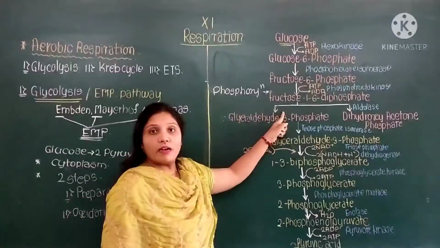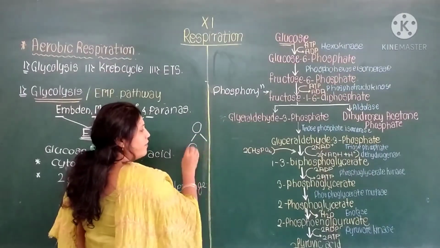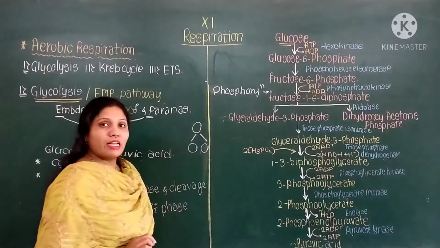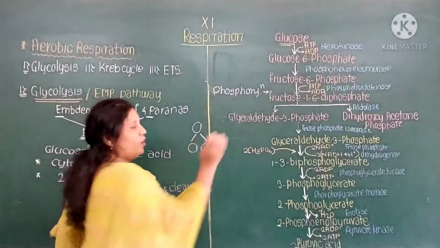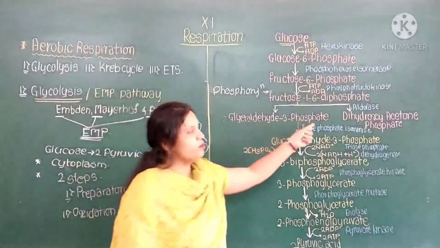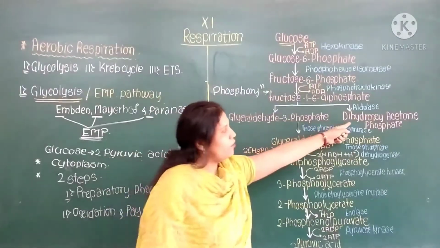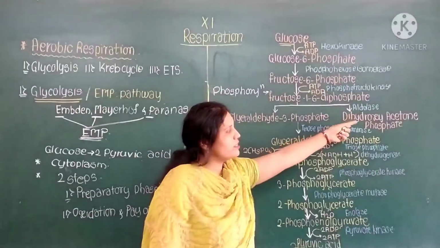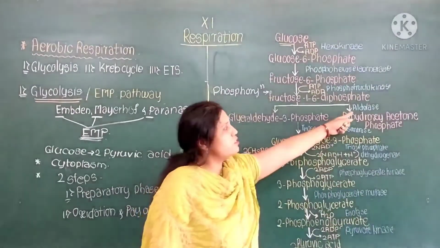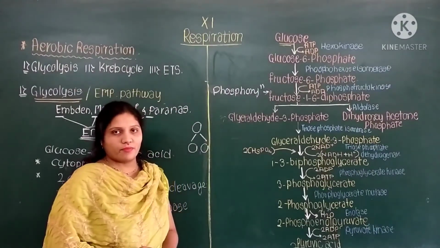Then here what happened? The process is of cleavage. Cleavage means one molecule gets divided into two molecules. So here fructose 1,6-phosphate divides into two molecules: glyceraldehyde 3-phosphate, and the second one, dihydroxyacetone phosphate, in the presence of the enzyme known as aldolase.